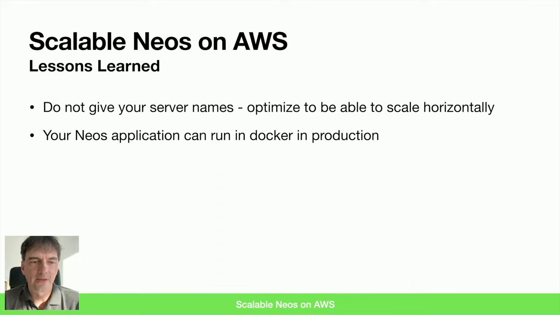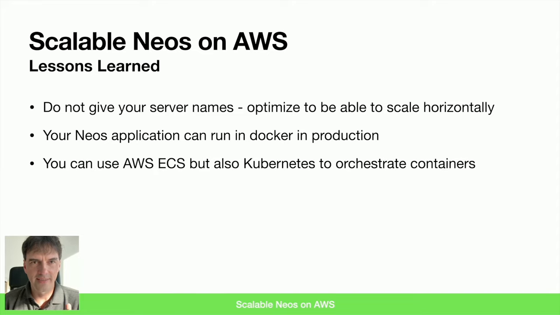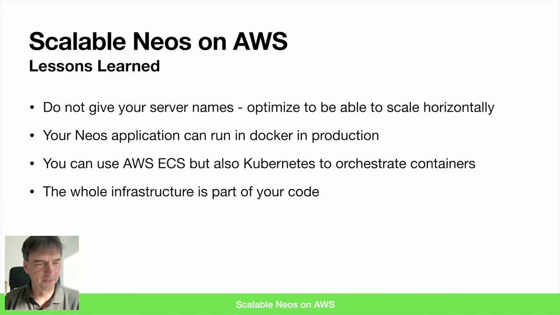What we learned: you can run a Neos application with Docker in production in a highly scalable and highly available environment. We've done it, and others have done it too. We're not the only ones, but it's possible, and you should not be scared of it. You can use AWS ECS, because that's what we use, but you can, of course, use Kubernetes. Probably you have other challenges to solve there than with ECS, but the challenge is what drives us forward, of course.